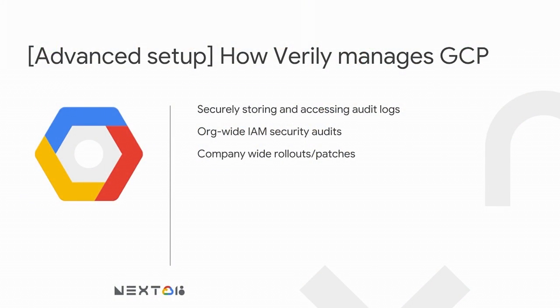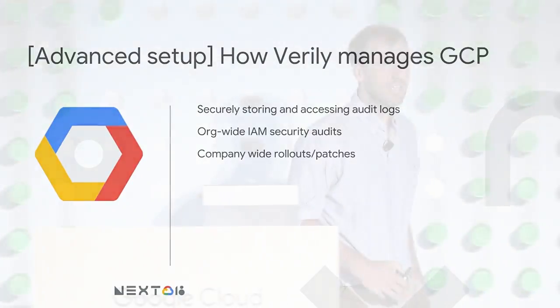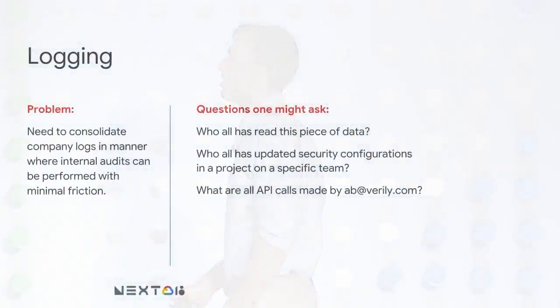There will be three big principles that we speak about today. One is how to generate, persist, and reasonably analyze your audit logs to look at who is accessing what data and security configurations. Two is looking at how to reasonably perform org-wide IAM policy reviews. You need to know what's in your policies to make sure that they're secure. And third is how you can perform company-wide rollouts and patches in the event that there's a security vulnerability that you've identified. So we'll first dive into logging.